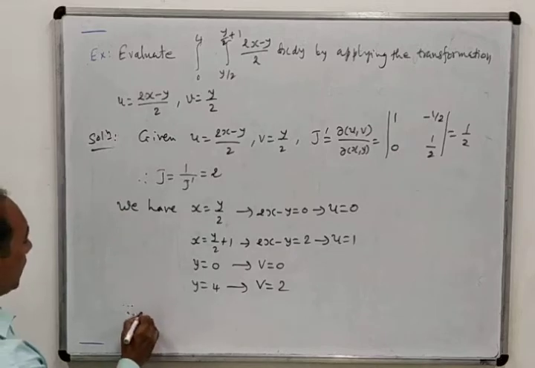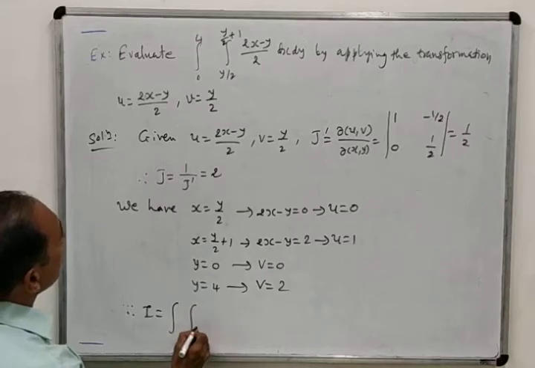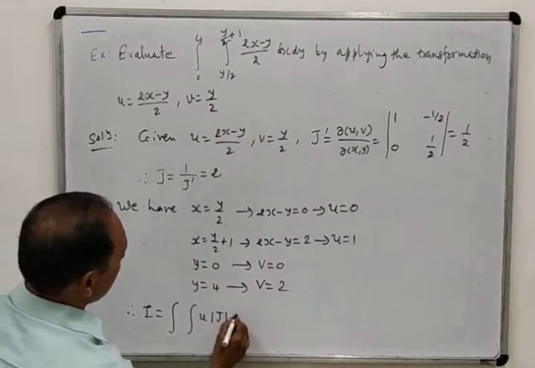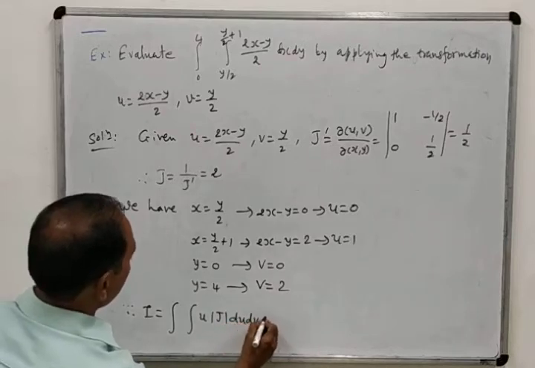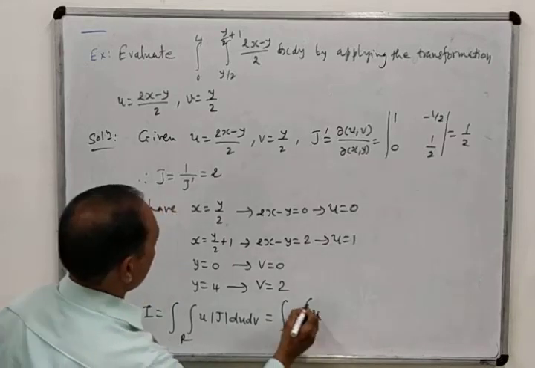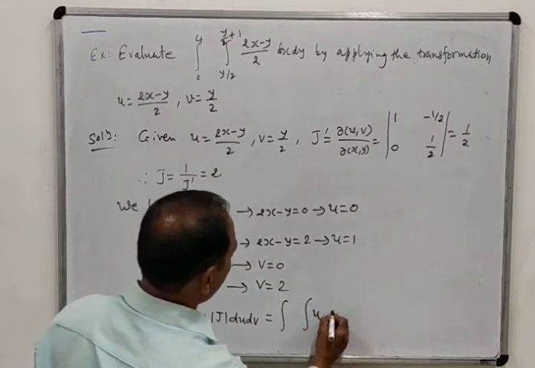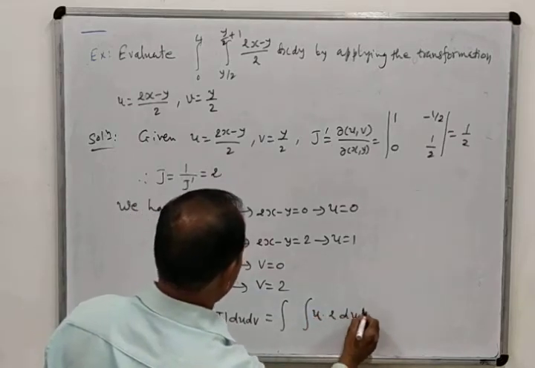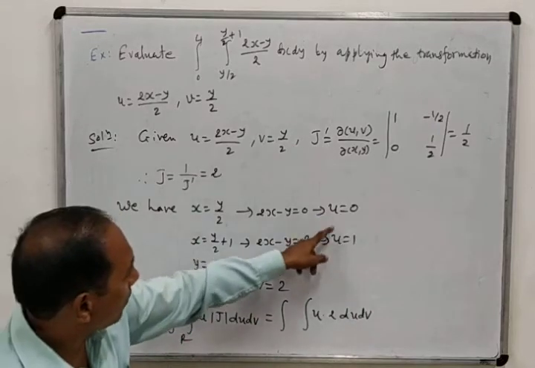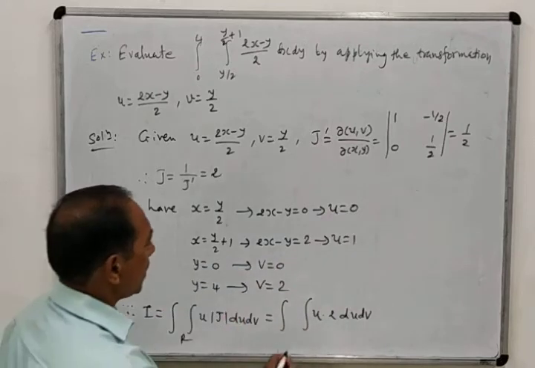Therefore, our integration will now become the integral over R of (2x minus y) by 2, this is u, into modulus J du dv. So here u times modulus J is what? 2 into 2 into du dv, and we want to determine the limits of u and v. Here all the values are constants: 0, 1, 0, 2. So we can write down the values directly.